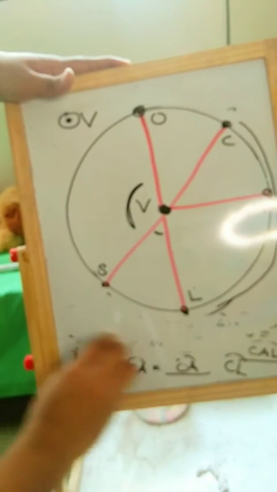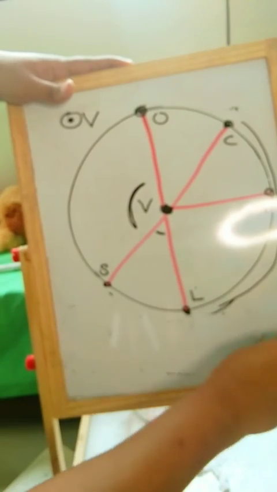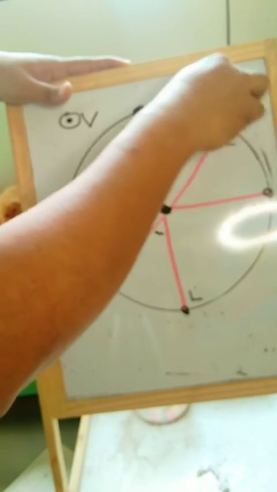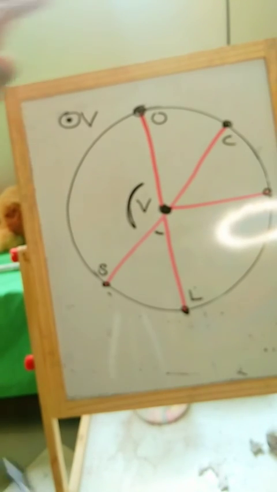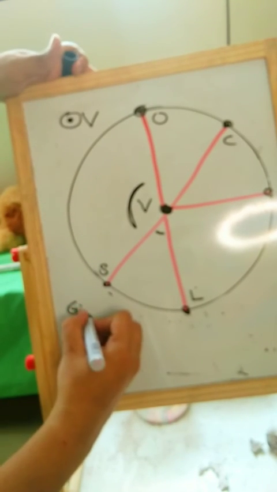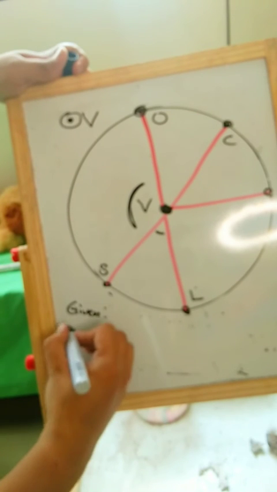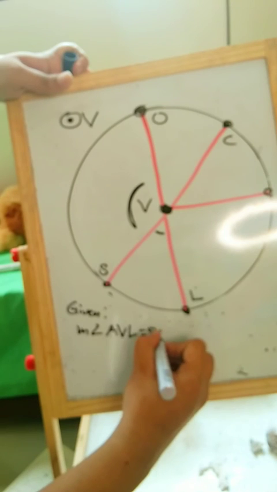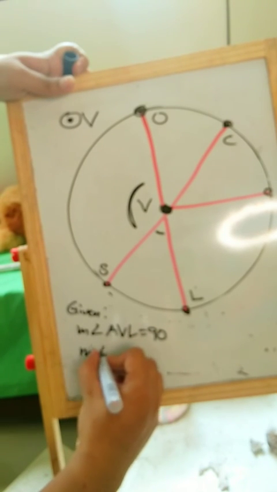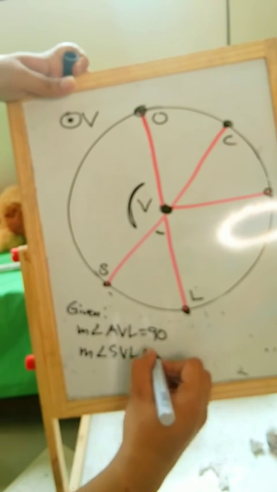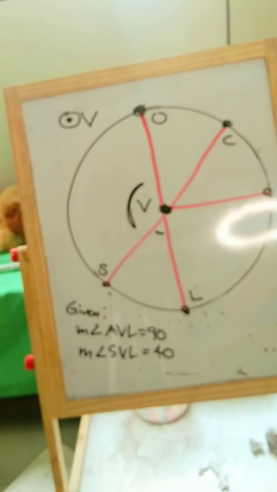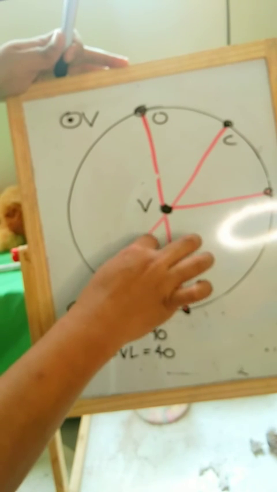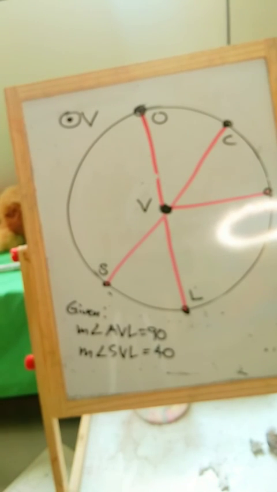Now, i-assume na natin na merong measurements ito. So, let's assume that there would be measurements. Okay, mag-sample tayo. Given that the measurement of angle AVL is equal to 90 degrees and that the measurement of angle SVL is equal to 40. Now, in this particular case, you have to find the measurements of the other arcs and angles here.